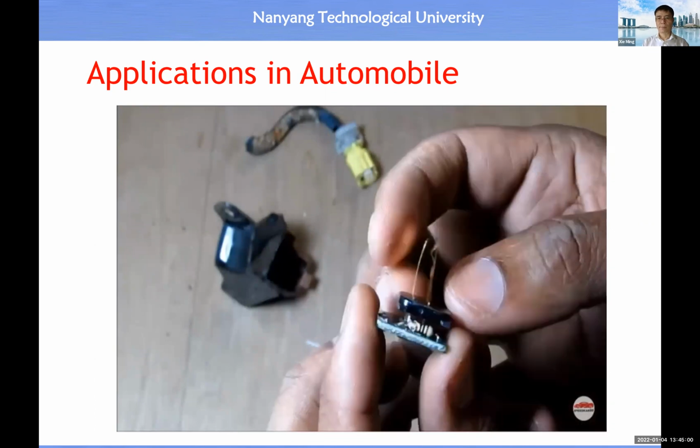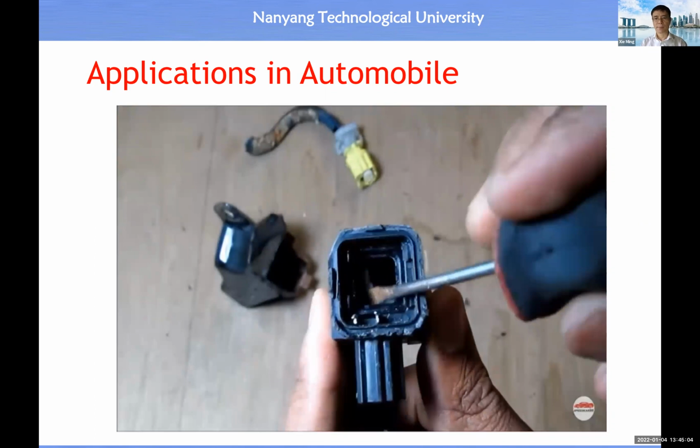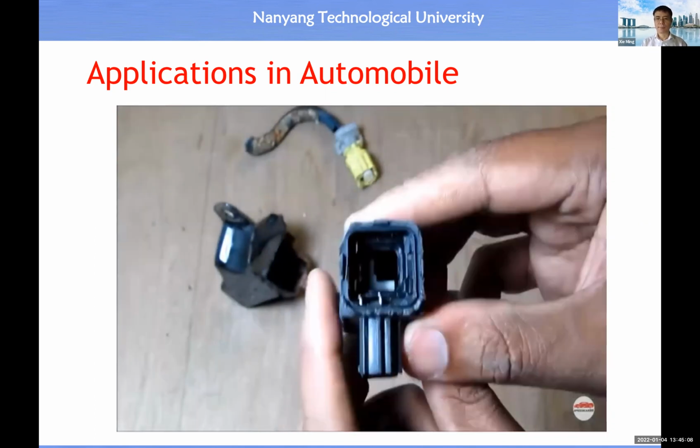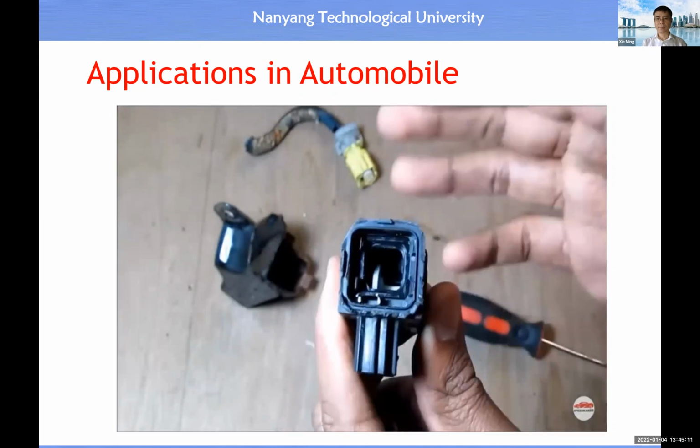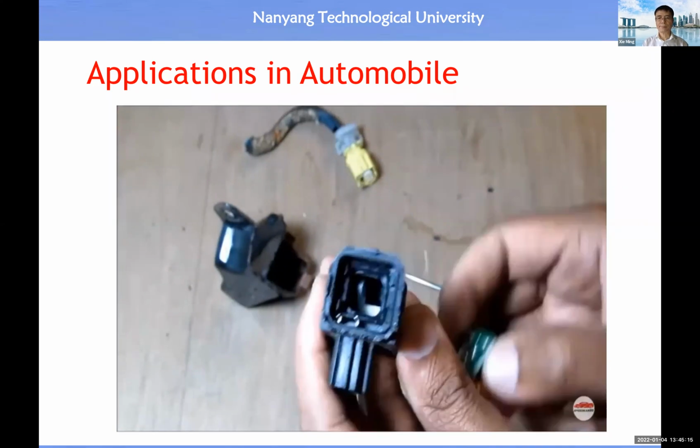Now inside this sensor, there's a little cantilever thing here that moves back and forth on a shaft. When the sensor experiences rapid deceleration, such as in a collision, that little shaft will move forward and make contact with the two leads on the circuit board here.